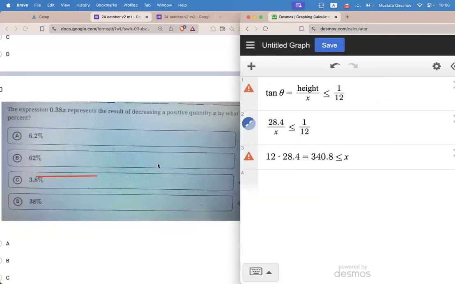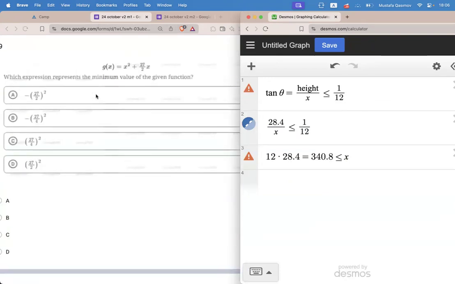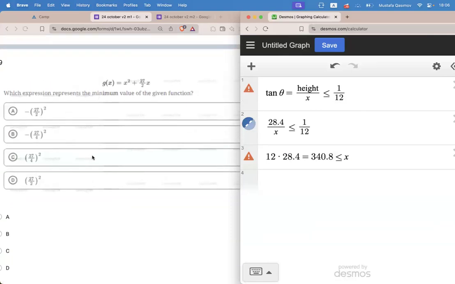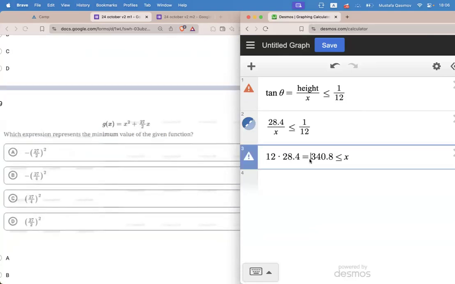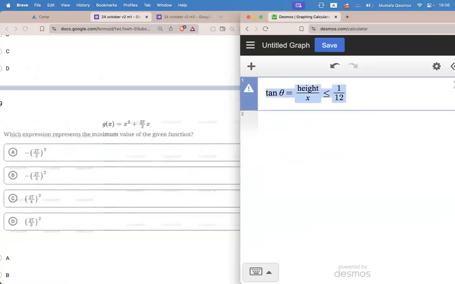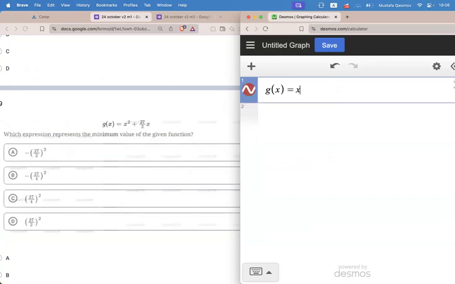This one is very simple. If it is 0.38, it means that it decreases by 62%. Maybe this one is a little bit harder. You can find it from Desmos. You can write it in here if you want. You can look at the graph, it is also okay. Or if you want, you can also use the formula.